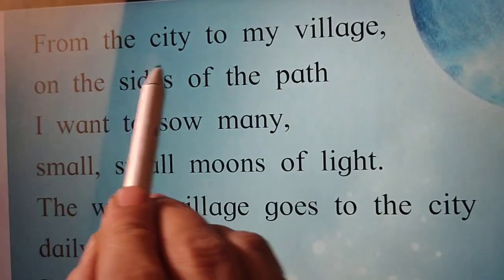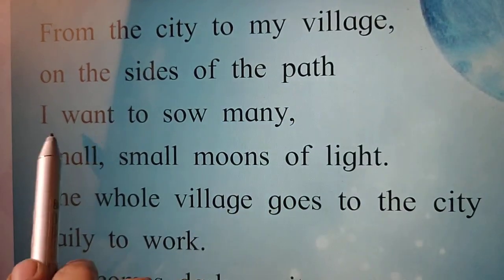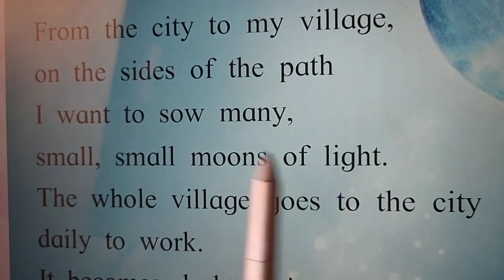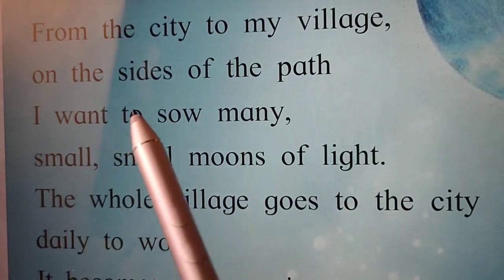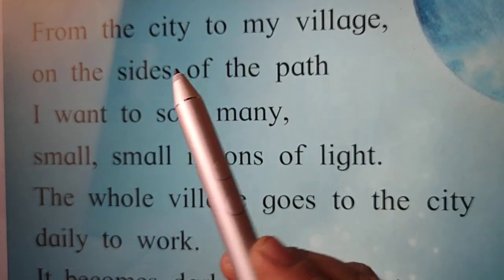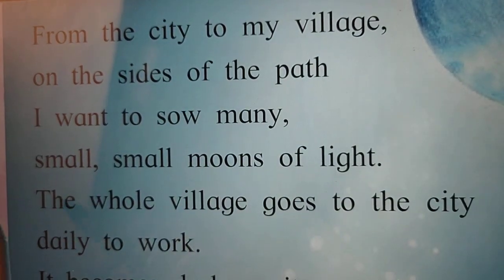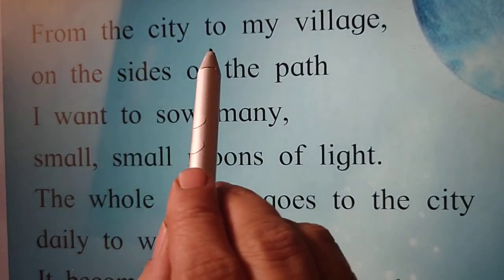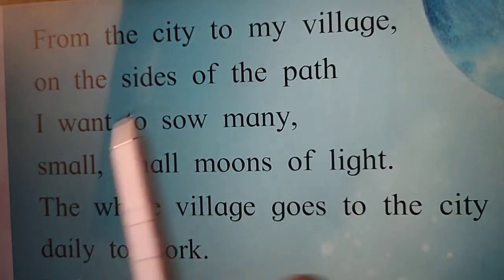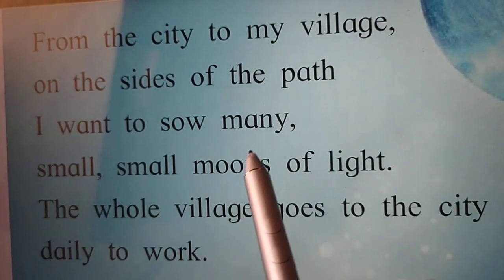So further the child is saying, "From the city to my village, on the sides of the path, I want to sow many small moons of light." Further the child is saying why he is requesting the moon to give him some moonlight. What does he want to do with that moonlight? He says that from the city to his village, on both sides of the path, he wants to sow the small moons of light, means small seeds of moonlight.